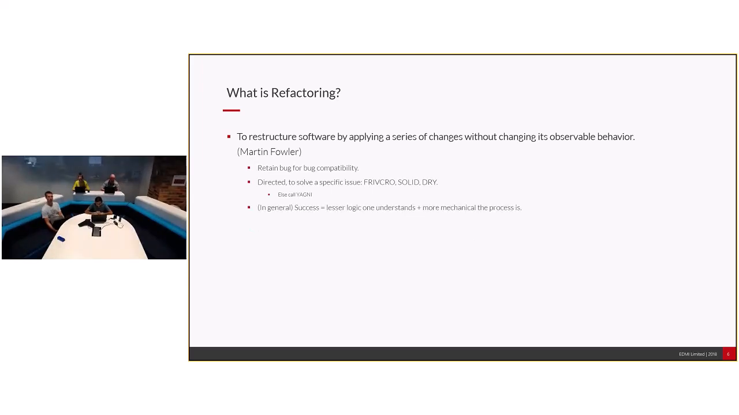In general, success in refactoring comes from the less logic one has to understand. The less one gets entangled in the business logic, the better it is for the refactoring, right? This is very counterintuitive, but I'll show us how. And of course, the more mechanical the process is, and when I say mechanical, I mean using tools like ReSharper or the Visual Studio IDE or some of the provable refactorings, right? You just mechanically change the code, so the more mechanical it is, the more it lends itself to provability.